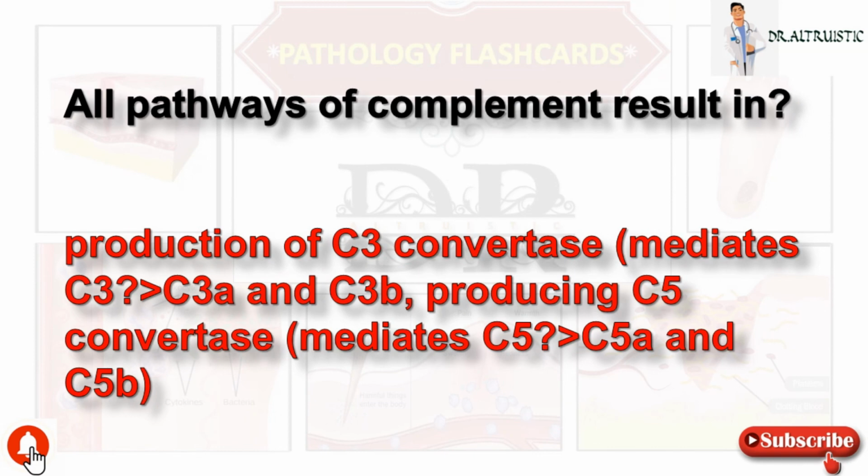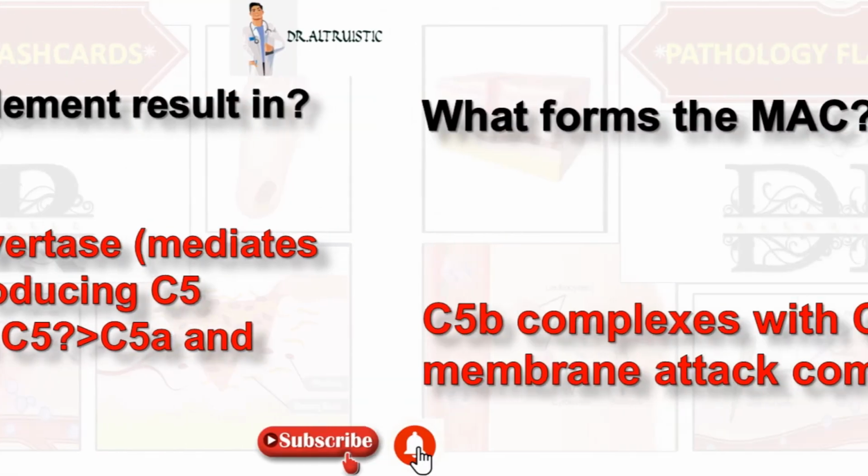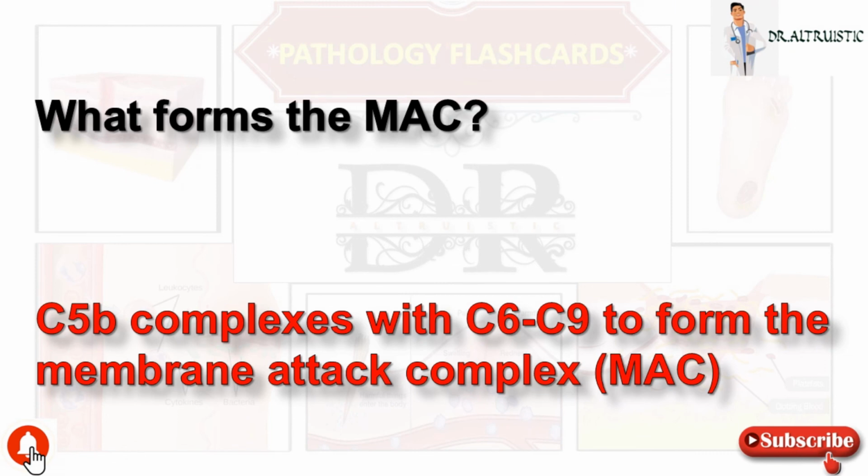All pathways of complement result in production of C3 convertase, which mediates C3 cleavage to C3a and C3b, producing C5 convertase, which mediates C5 cleavage to C5a and C5b. What forms the MAC? C5b complexes with C6-C9 to form the membrane attack complex, MAC.